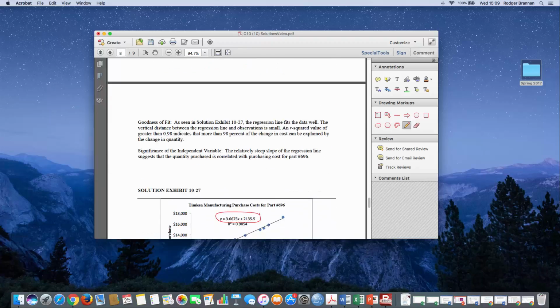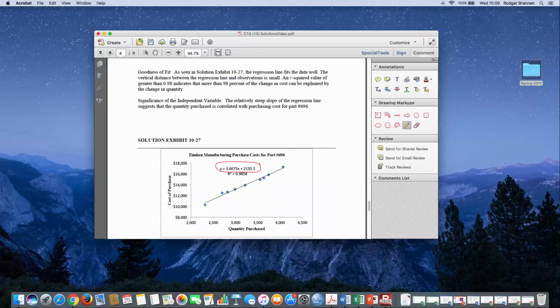For whatever reason, both in my solutions and I know in the book, this is not given to you. But what they did was just simply round it out to 3.67x, which is fine for what we're trying to do. We don't really need to carry it out more than to the penny. The fixed costs are the same.